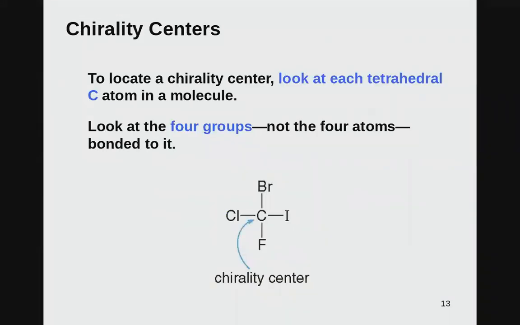So the question is, how do we identify a chirality center? Well, we look at each tetrahedral carbon atom in a molecule. Carbon, remember, is always going to be bound to 4 things, and it's always going to want to take that standard tetrahedral shape. Now, we look at the 4 groups, not the 4 atoms, that are bonded to it. In this case, we have a carbon that's bound to 4 different halogens, and we want to know if they're different groups.